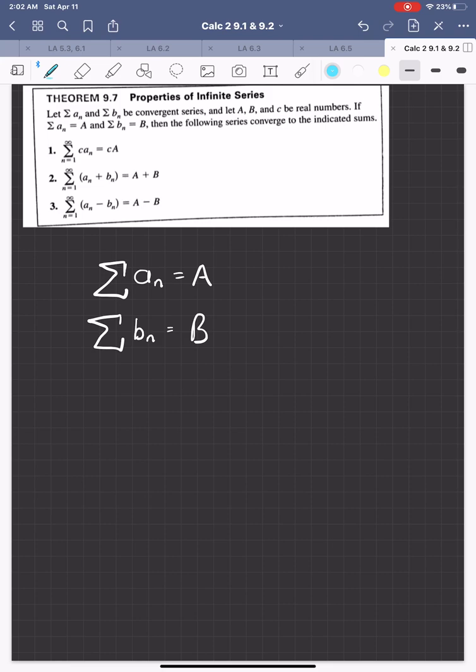All right. So on your own time, you can read through some of the properties of infinite series. This is fairly self-explanatory. The way you would read this is: if the sum of some convergent series equals a, and the sum of some other convergent series equals b, then what can we say about the sum using c times a or something like that?